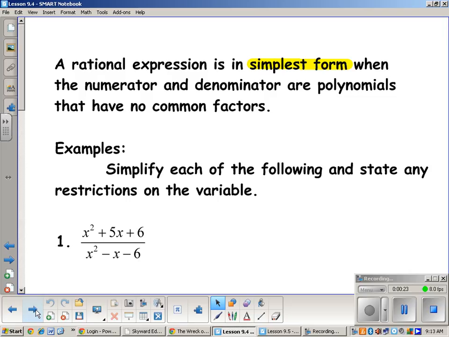A rational expression is in simplest form when the numerator and denominator are polynomials that have no common factors. That's worded slightly differently than in the book, but it has the same meaning. The book chose to use the word factors, which I think is a term we're more familiar with.